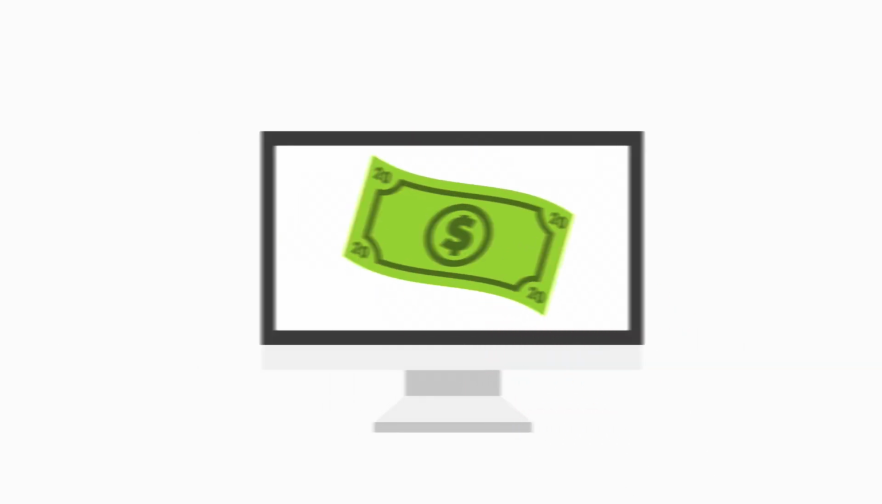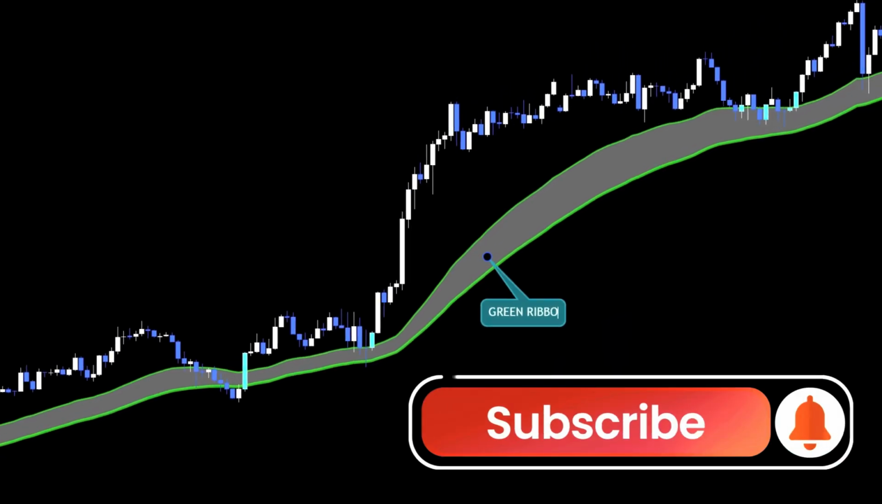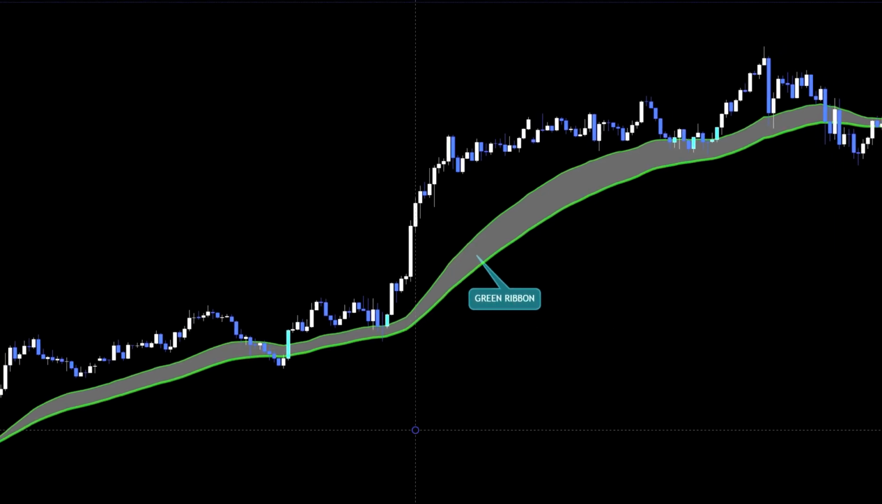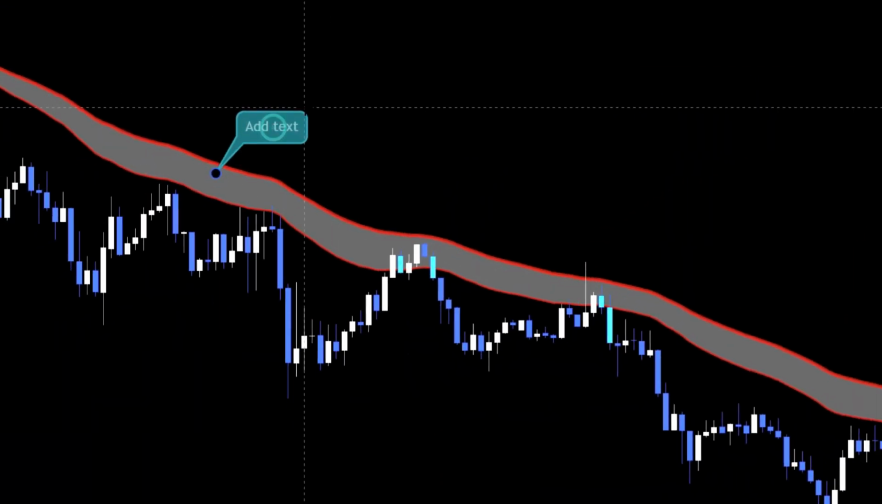The first step is to nail down the trend with the CMA Slingshot system. It's super easy to spot. Check the indicator line on your chart. If it's green and price is hanging out above it, you've got an uptrend. If it's red and the price is below it, that's a downtrend.